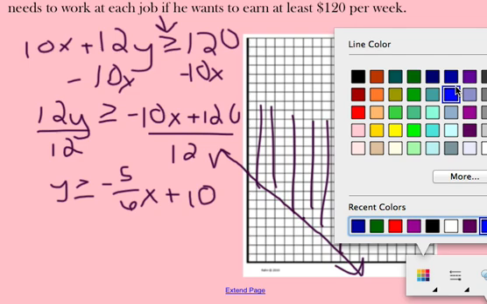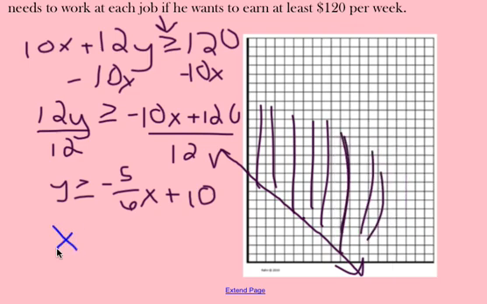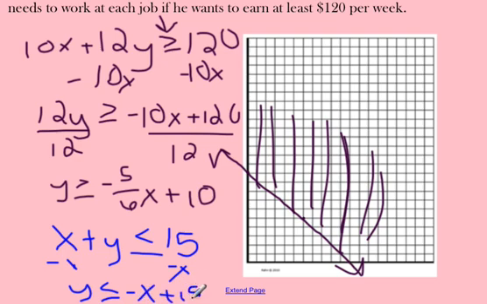He's also restricted by the hours. Between the hours he rakes leaves and the hours he cuts the lawn, it cannot be more than 15 hours. So when we subtract the y over to the other side, we get that y is less than or equal to negative x plus 15. So now I want to find 15 on the y-axis. So here's 10, and then 11, 12, 13, 14. So here's 15 right here.